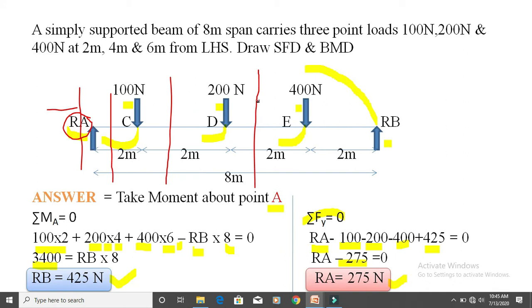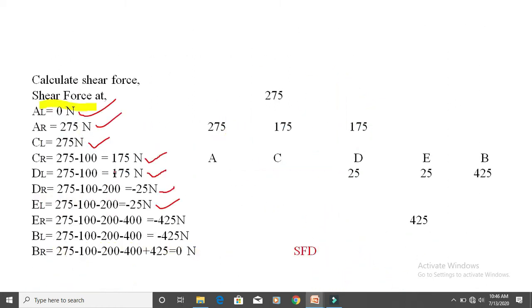It means this line is now drawn right to the E. So you should draw the line here, right to the E. Now see the left of that line. While seeing the left of that line, there are four forces: RA, 100, 200 and 400 Newton. RA is going in an upward direction, so consider plus RA. 100 is going in a downward direction, so consider minus 100. 200 is going downward, so consider minus 200. 400 is also going downward, so consider minus 400. Like this, plus 275 minus 100 minus 200 minus 400. After calculating, we got an answer of minus 425 Newton.